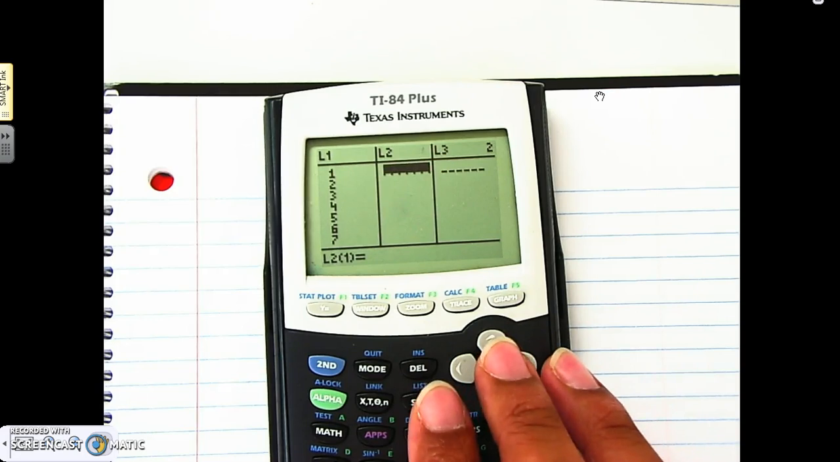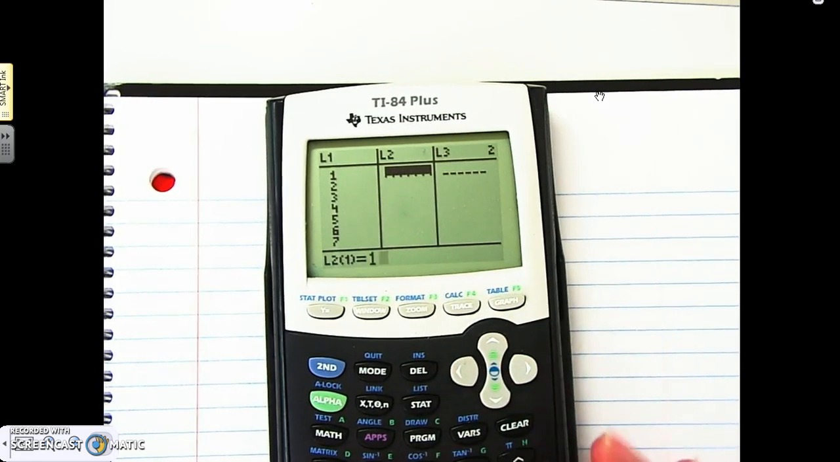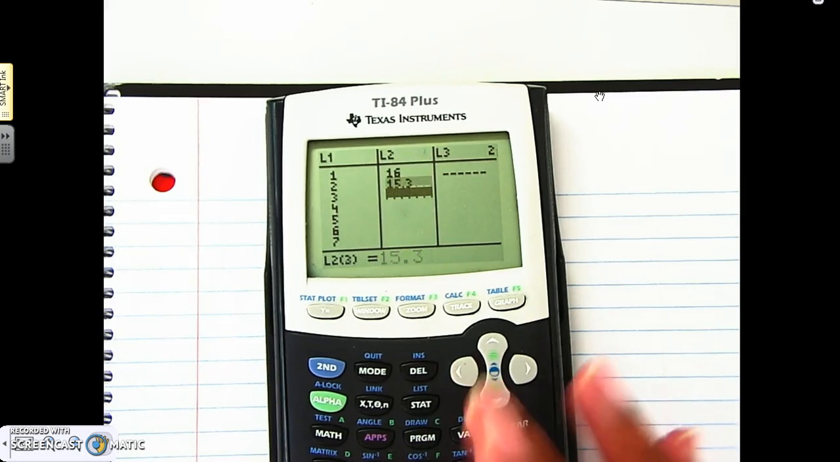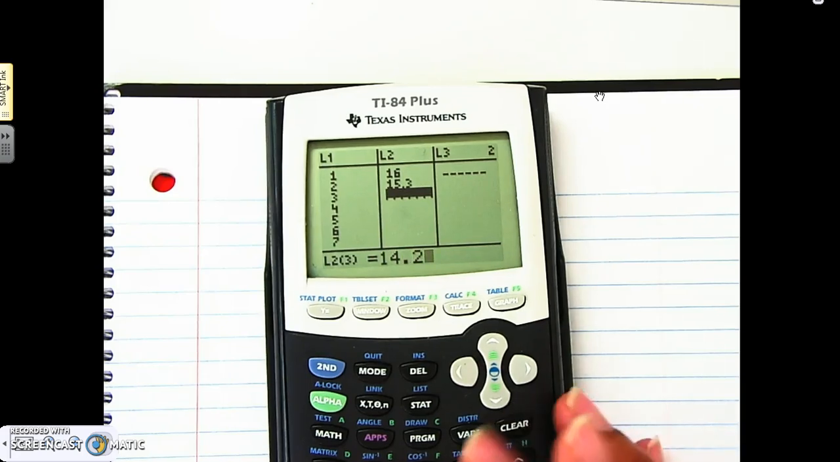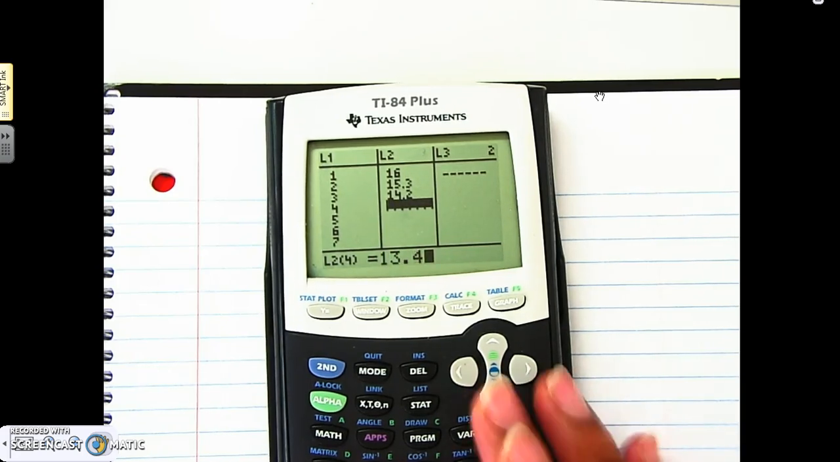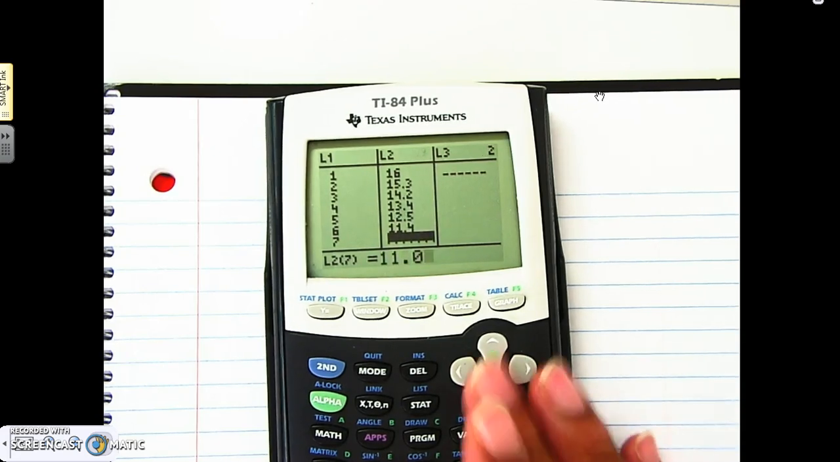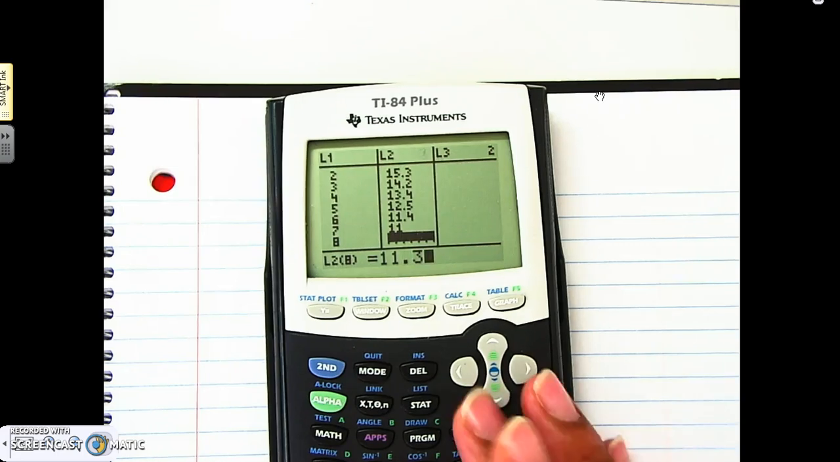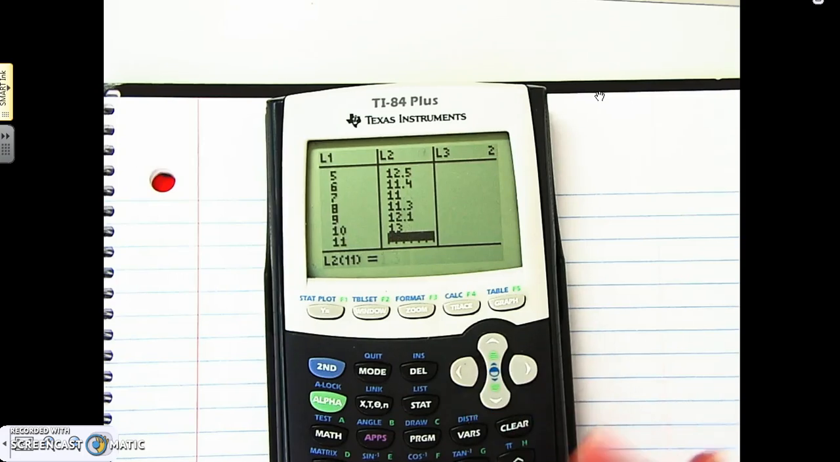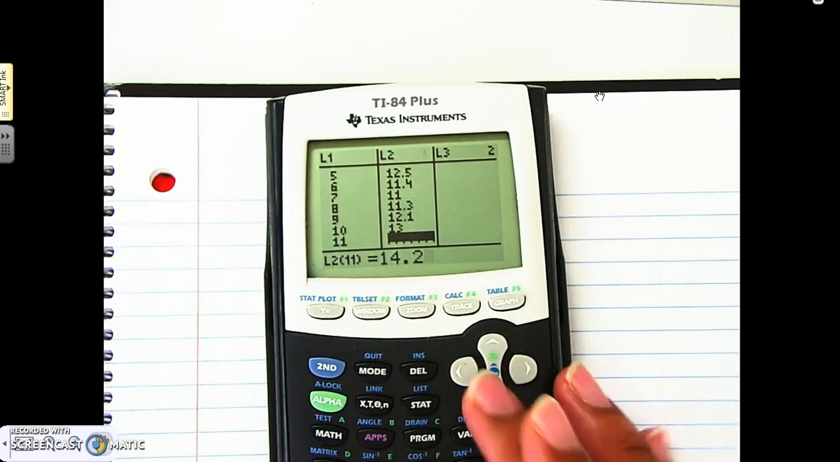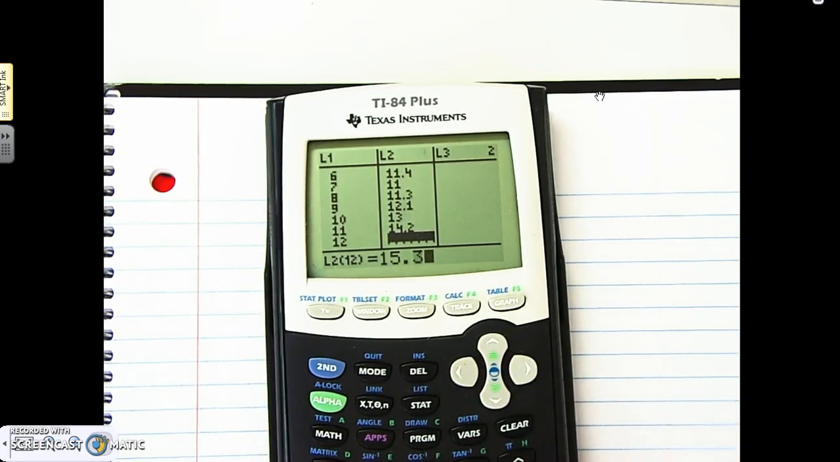All right, then in L2, we go ahead and put the numbers in: 16, 15.3, 14.2, 13.4, 12.5, 11.4, 11.0, or just 11, 11.3, 12.1, 13, 14.2, 15.3.